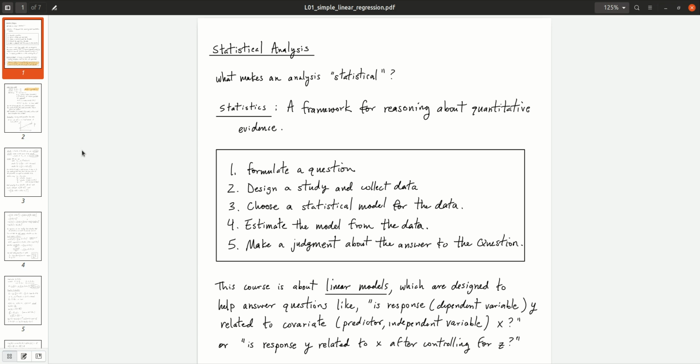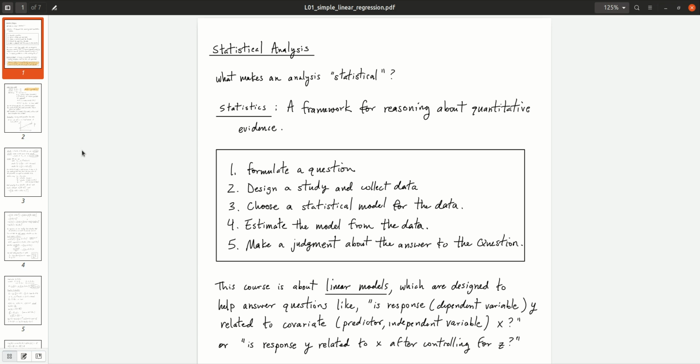In this first module, we'll be talking about simple linear regression, which will be review for most of you, but I want to use this as an opportunity to get back in the swing of things and think carefully about what we're up to here when we're doing statistics. So what makes an analysis statistical? We can do all sorts of types of analyses, but I think we mean something different when we talk about a statistical analysis. And I tend to think of statistics as a framework for making reasoned judgments about quantitative evidence.